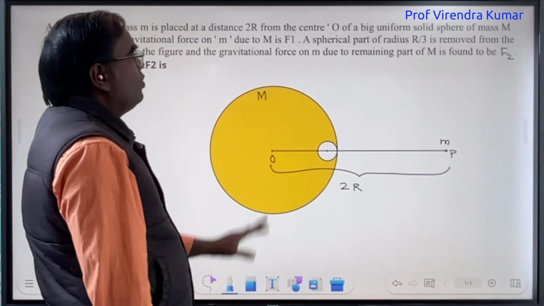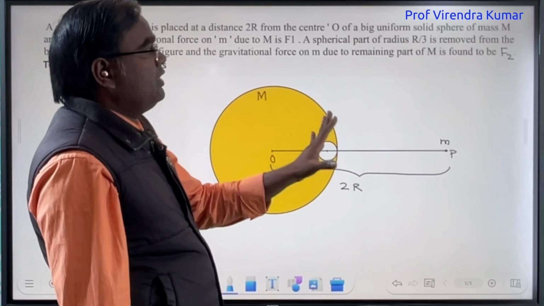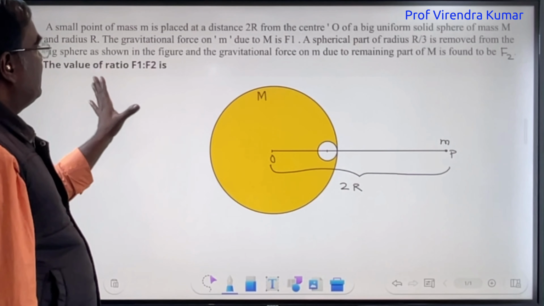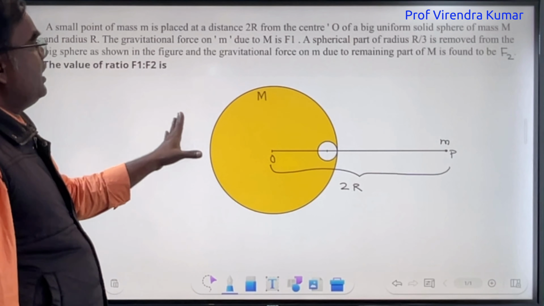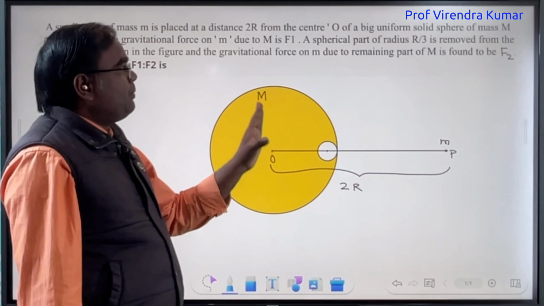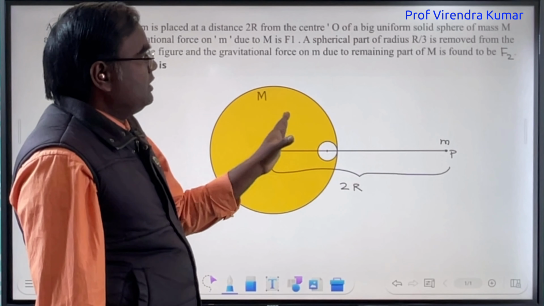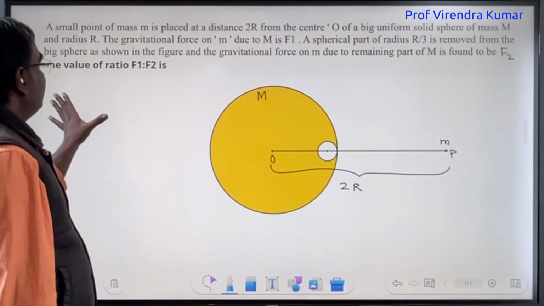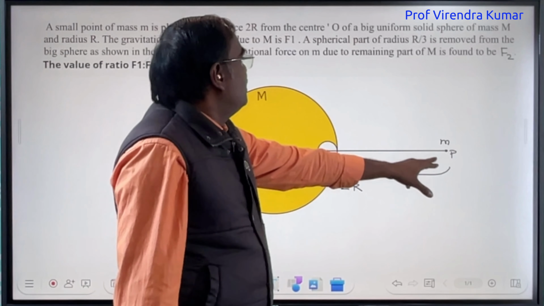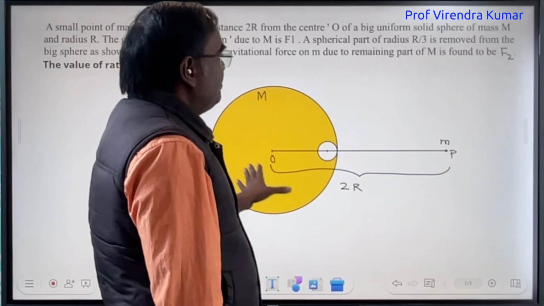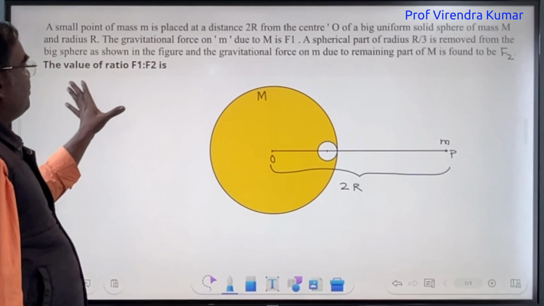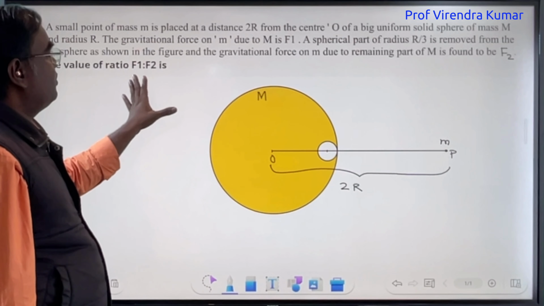The question is: a small point mass small m is placed at a distance 2R from the center O of a big uniform solid sphere of mass capital M and radius capital R. The gravitational force on small m due to capital M is F1. A spherical part of radius R/3 is removed from the big sphere as shown in the figure, and the gravitational force on m due to the remaining part of M is found to be F2. Then what will be the ratio of the two forces F1 and F2?